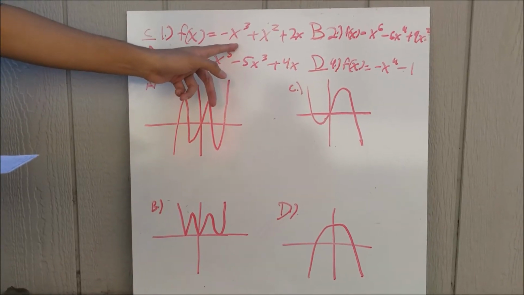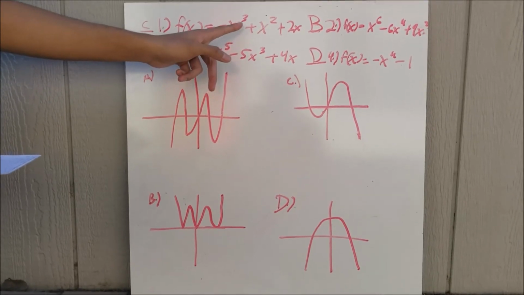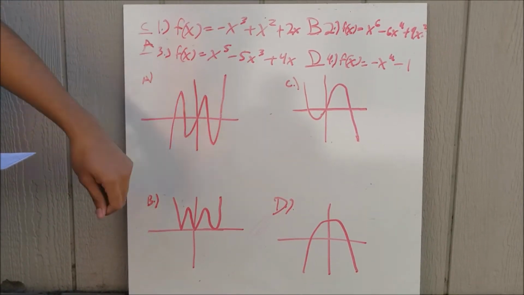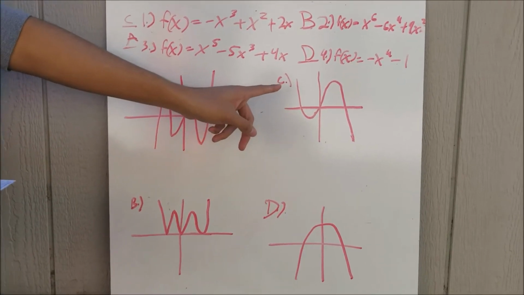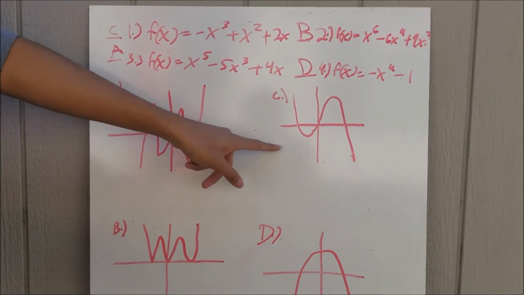It's a negative cubic function because the highest degree it has is right here. It's a 3 and it's negative. So that means you're looking for a cubic function that starts from the top and goes down to the right. So that's how you know the answer is C.